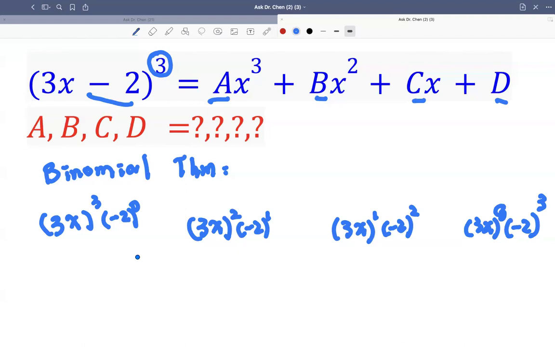For those two terms, let me change my color. May I change my color?